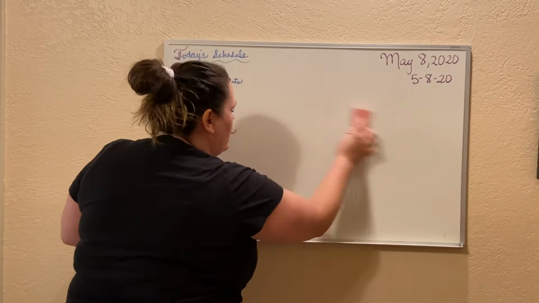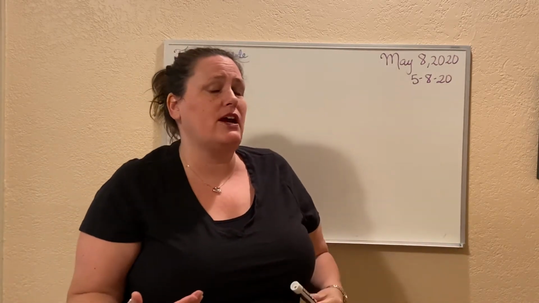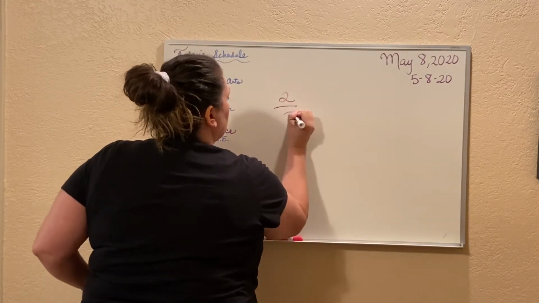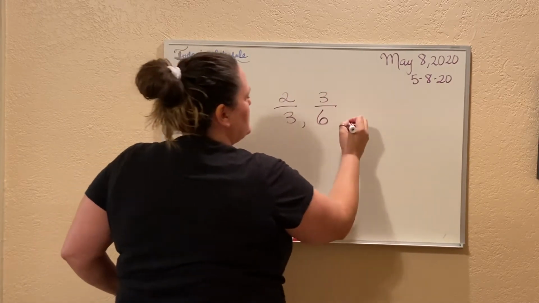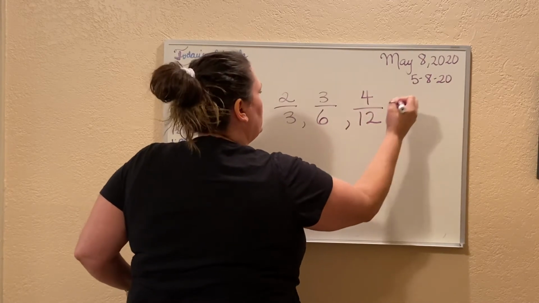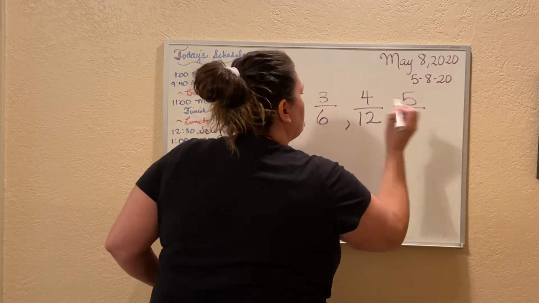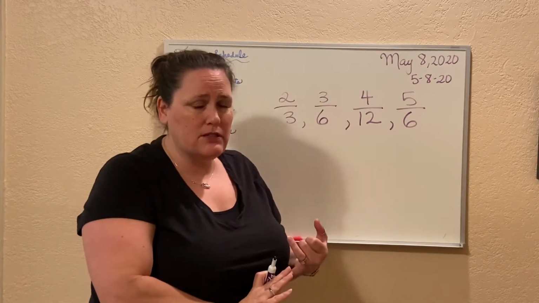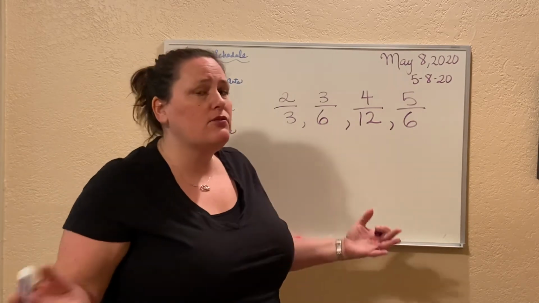As the chapter went on, we're now comparing 3 fractions and 4 fractions and having to put them in order. So let's say we have 2/3, 3/6, 4/12 and 5/6. Any of those things that we had done earlier, making a common denominator, comparing them to half, or drawing pictures, all of those would work.